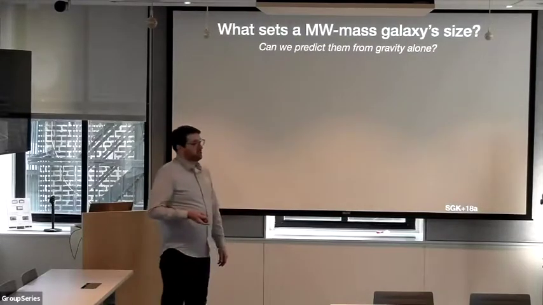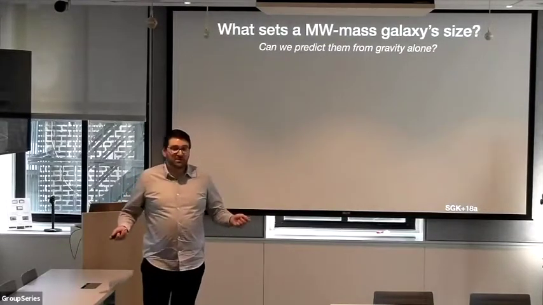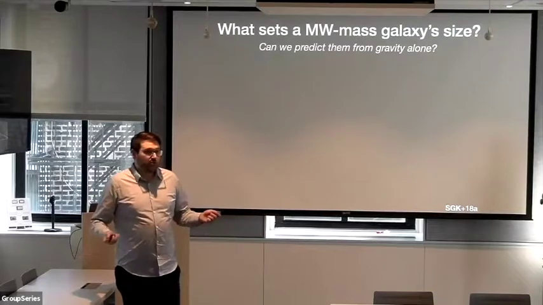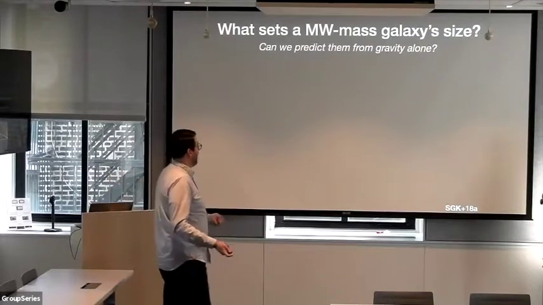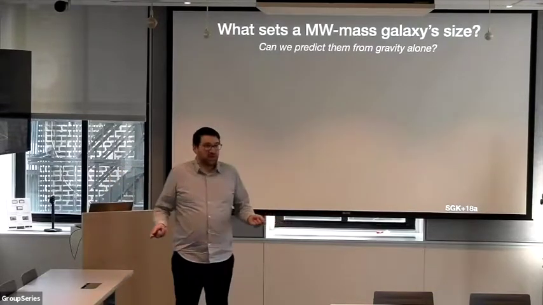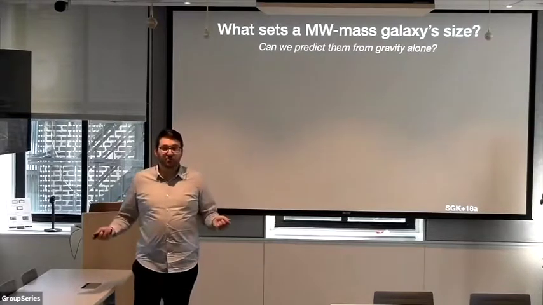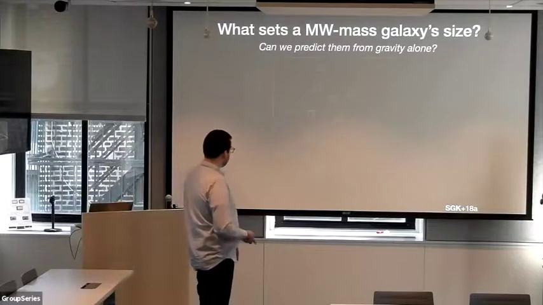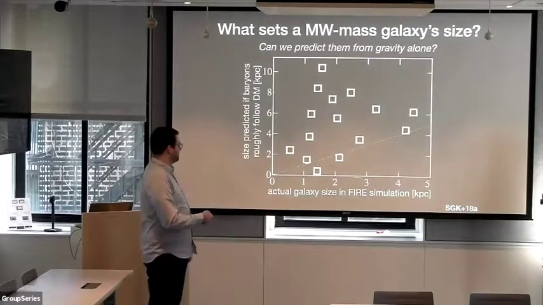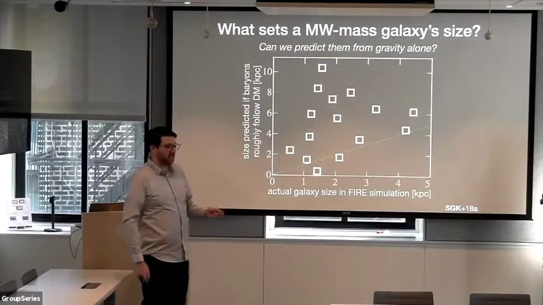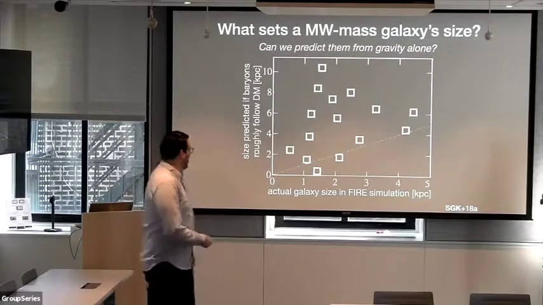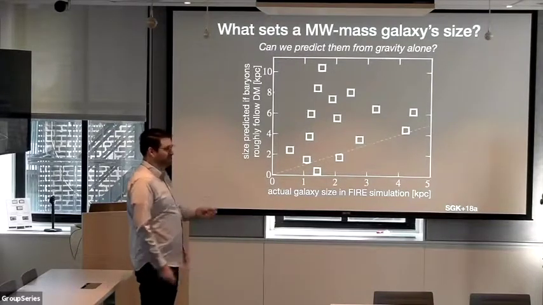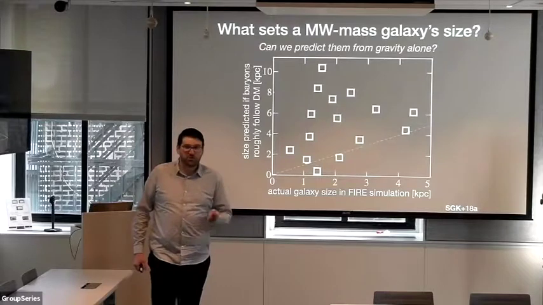So the first question, of course, gravity dominates structure formation. So can we use gravity to predict the size of a galaxy? Can we say, okay, if we understand the structure of the halo, does that tell us anything about the structure of the galaxy that lives in the center of the halo? This plot is showing you the actual size in the FIRE simulation of a galaxy on the x-axis, while the y-axis shows you the size that you would predict if the baryons purely follow the dark matter.